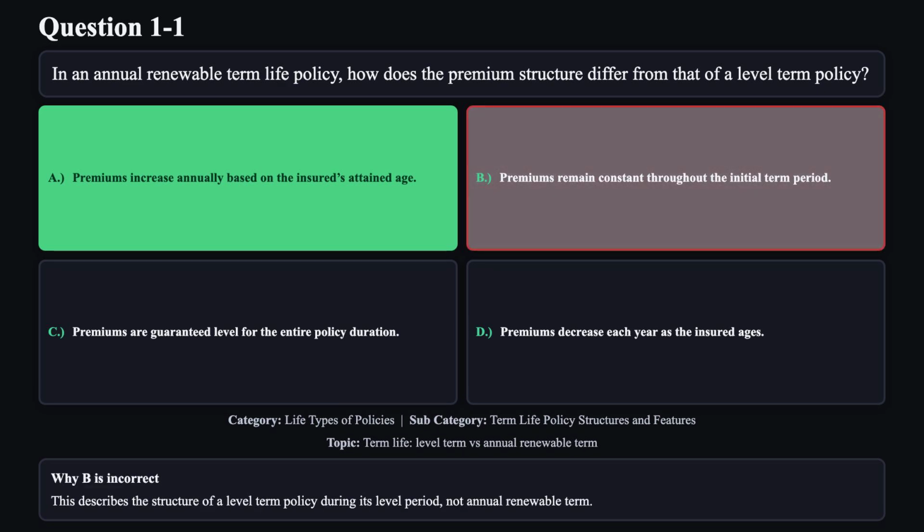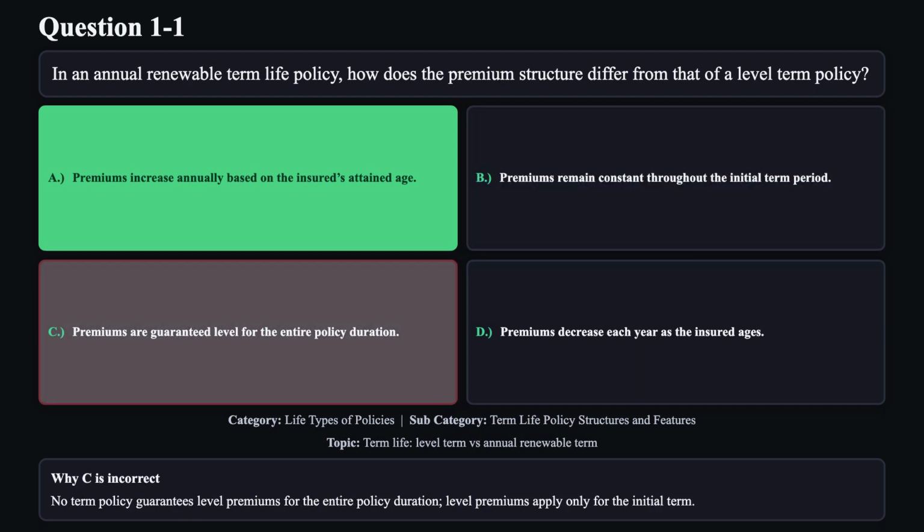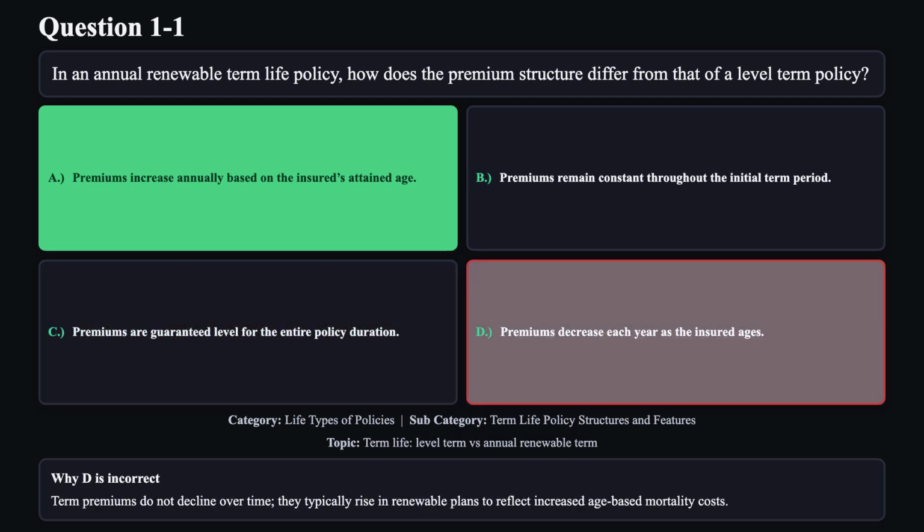Reason B is not correct. This describes the structure of a level term policy during its level period, not annual renewable term. Reason C is not correct. No term policy guarantees level premiums for the entire policy duration. Level premiums apply only for the initial term. Reason D is not correct. Term premiums do not decline over time. They typically rise in renewable plans to reflect increased age-based mortality costs.